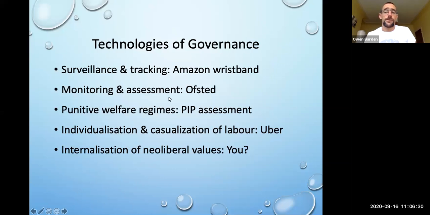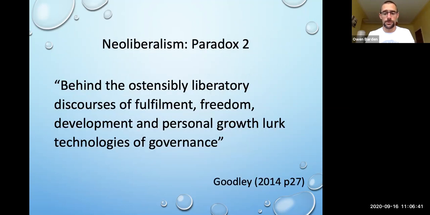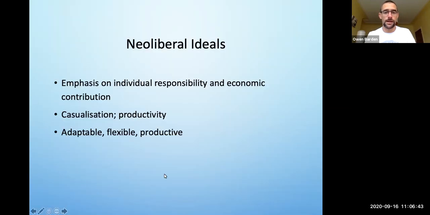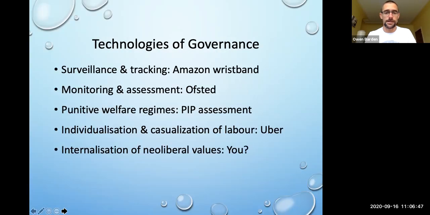Monitoring and assessment. So education is increasingly set up to mold workers who will be flexible, adaptable, and productive. And a large part of the Ofsted regime is measuring how well pupils live up to those ideals.